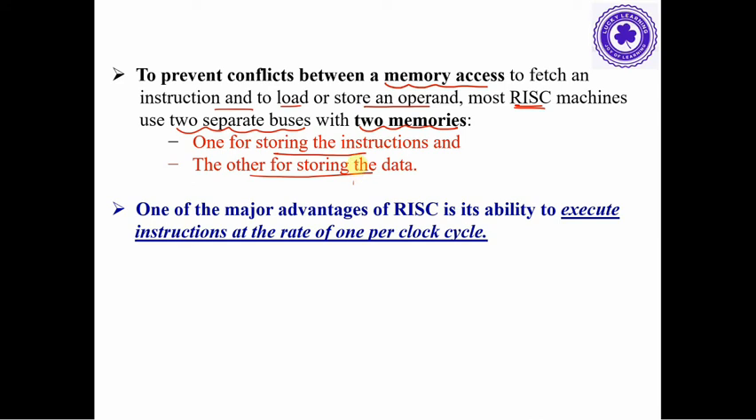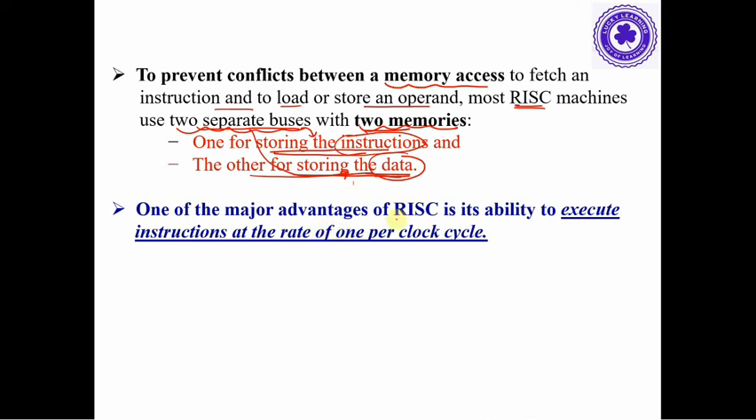To avoid the resource conflict, we have 2 memories. One memory is for storing instructions, another memory for storing the data. So one bus is connected to the memory that has instructions, and any instruction that is to be fetched can be fetched from the instruction memory. Another bus is connected to the memory that has data, so any other instruction that requires data at the same time connects to that memory, and the data is fetched from it.